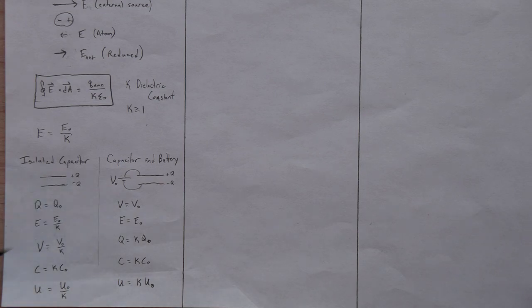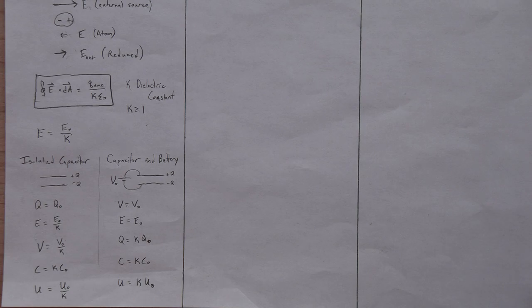If the capacitor remains connected to the battery, then things are different. The voltage stays the same. It does not reduce like over here. Why does it stay the same? Well, the battery is keeping the voltage the same. That's what a battery does. It maintains a voltage. That means the electric field cannot change.